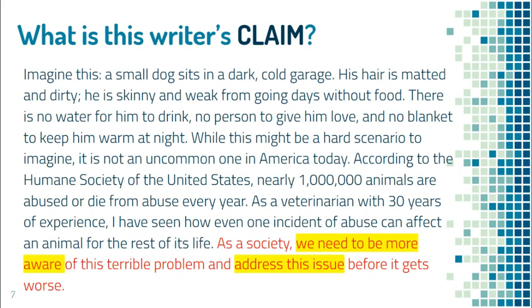As you read and listen to academic arguments, be on the lookout for these signals that let you know what a writer's claim is. You will eventually write your own claims, and you will get to practice using these signal words to let your audience know what your claim is.